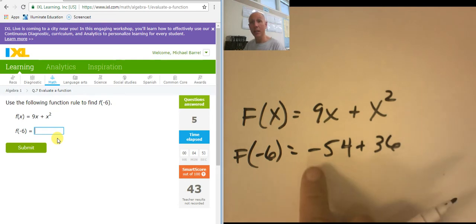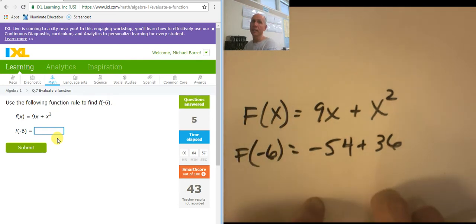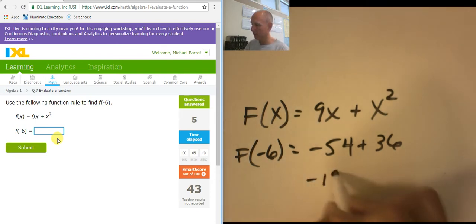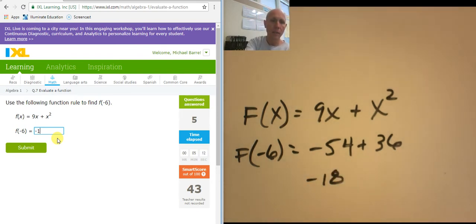And now, what is it? I'm going to sing for you. Same sign, add and keep. Different sign, subtract. Keep the sign of the higher number. So I'm going to subtract the numbers, and I know the answer is going to be negative. What's that going to be, like 18? So it's negative 18. Negative 18.